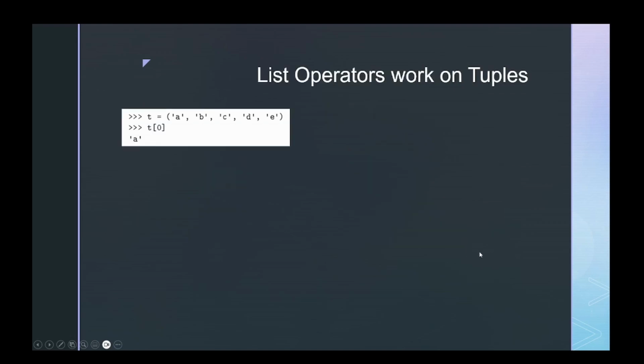List operators will also work on tuples. So here, if I have my tuple T and I say T square bracket 0, that is looking for index 0, which in this case is going to be 'a'. I can also take a slice of the tuple, just as we took a slice of a list before, of 1 colon 3. So it will take 1 and 2.